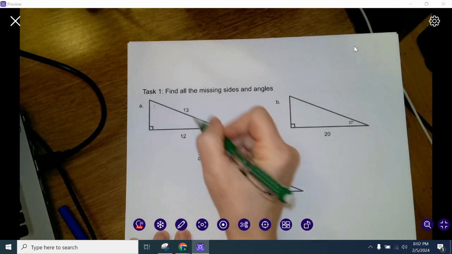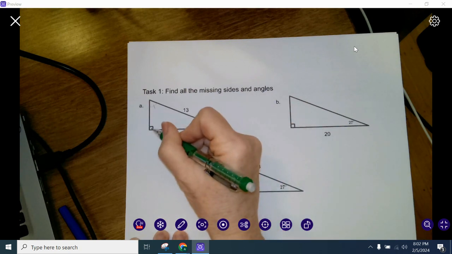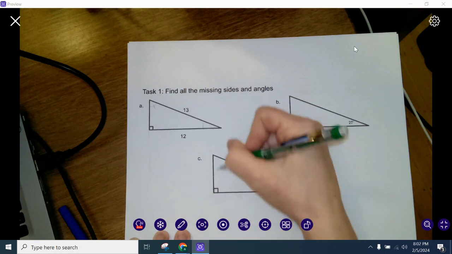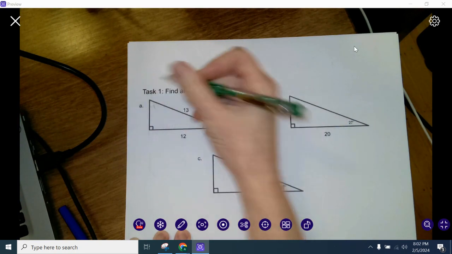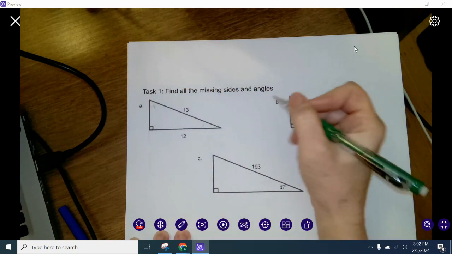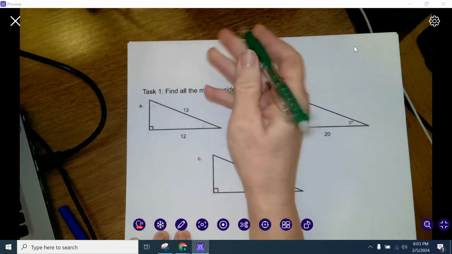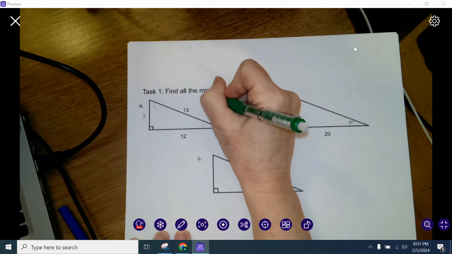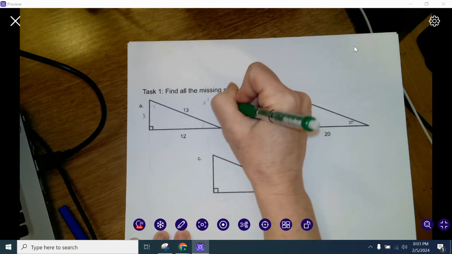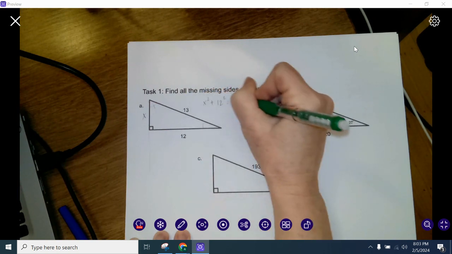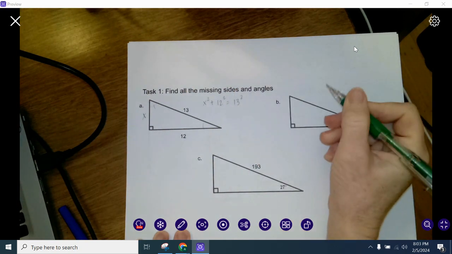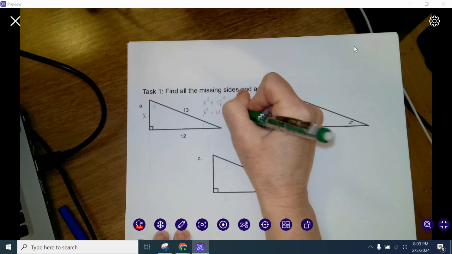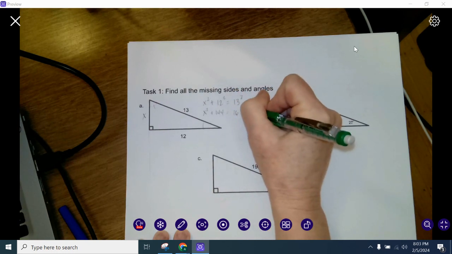So on this triangle, I notice it's a right triangle, so I can use the Pythagorean theorem. I know that this side squared plus this side squared has to equal the long side squared. So I'm going to call this x, just so I have something to talk about. And so the x side squared plus the other leg squared has to equal the hypotenuse squared. So if I multiply that out, I get x squared plus 144 is equal to 169.